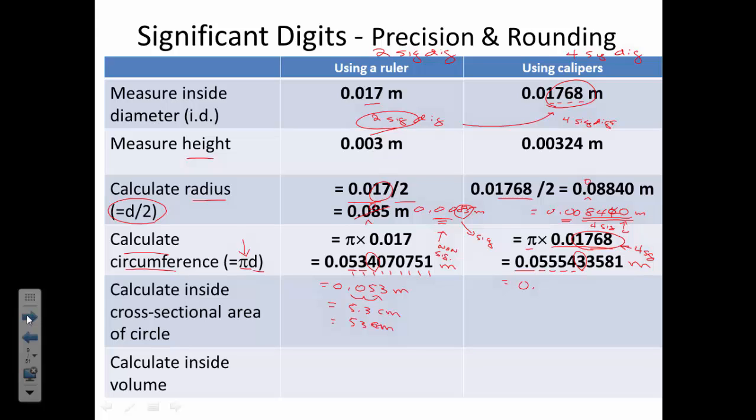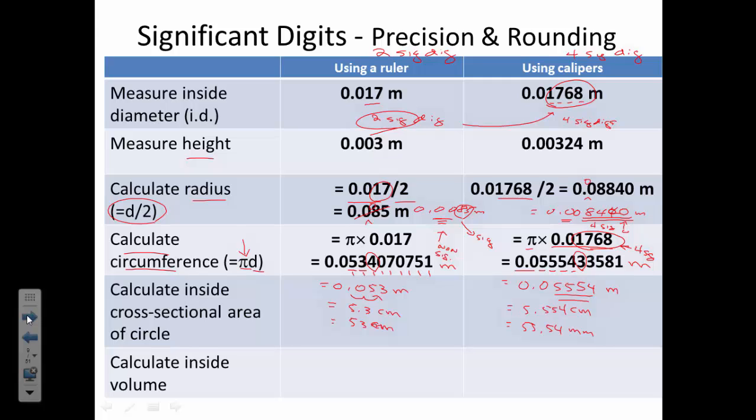So I'm going to put 0.0554. I'm sorry, I missed the digit here. So 0.05554 meters. All right. Those are my 4 significant digits properly rounded. And of course, that's 5.554 centimeters, or 55.54 millimeters.